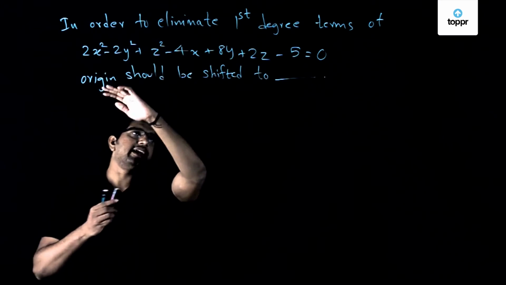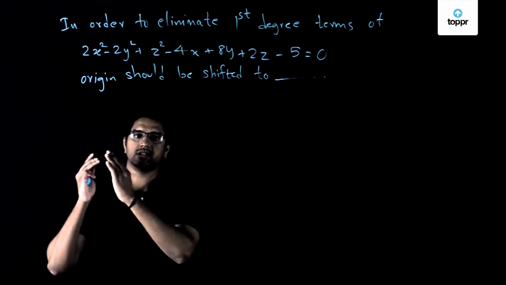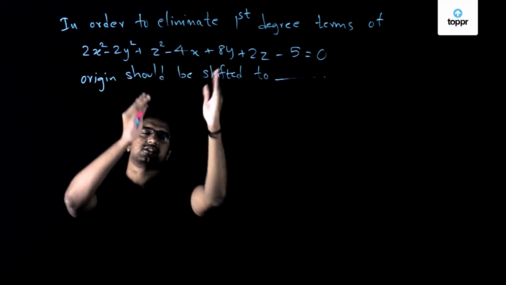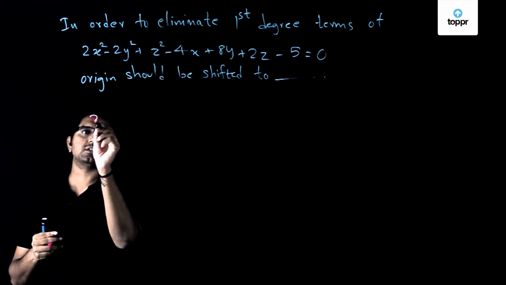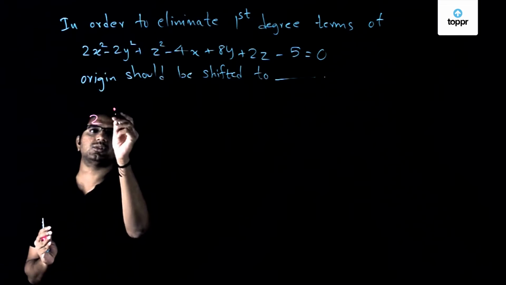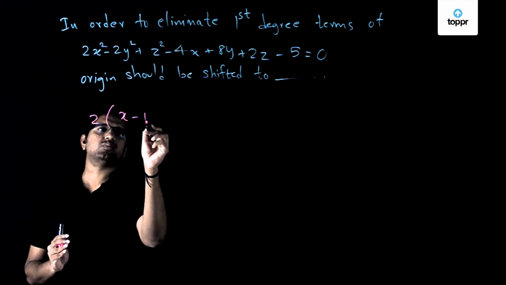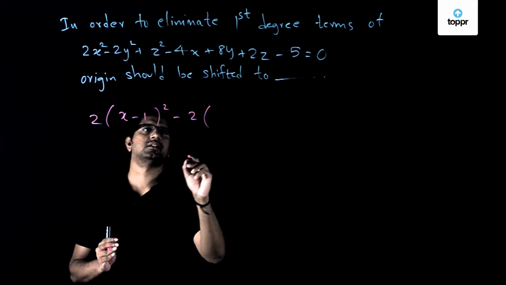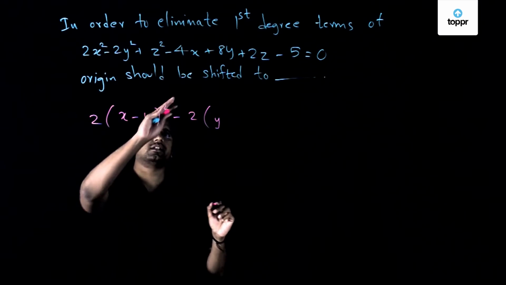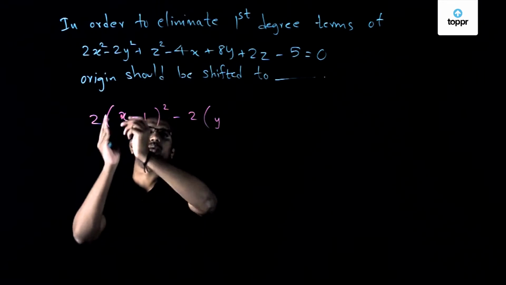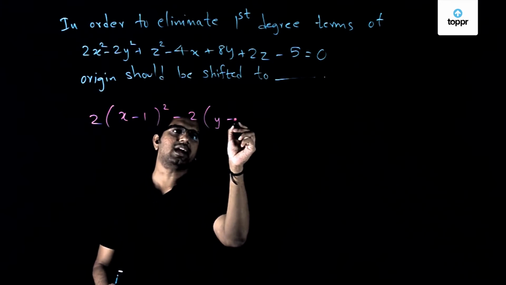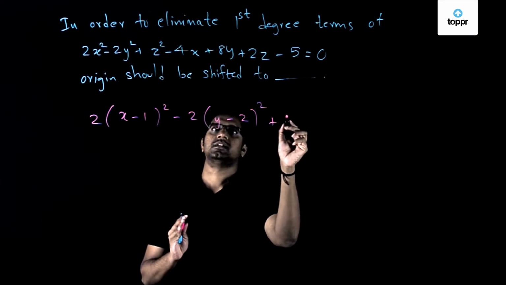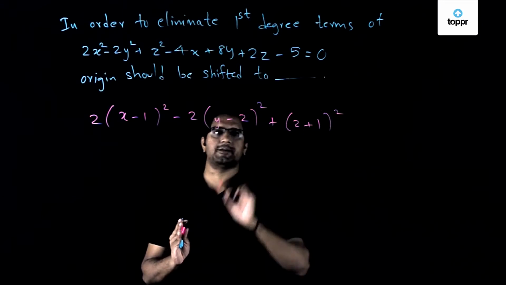So, let us try and write this equation as a sum of squares, so that we can actually see how we can eliminate the first order terms. If you do a little bit of work, you can write it as twice (x minus 1) the whole square, minus twice y, and this is equal to 8. If you take the 2 out, it becomes twice (y minus 2) the whole square, and finally plus (z plus 1) the whole square.